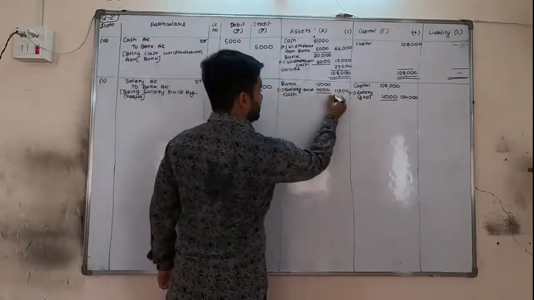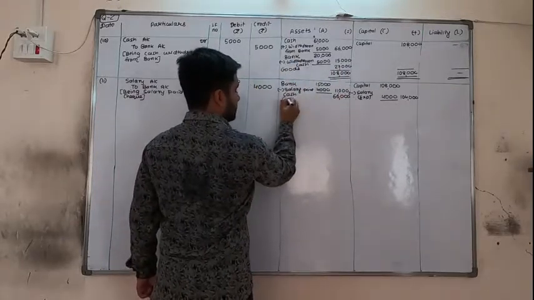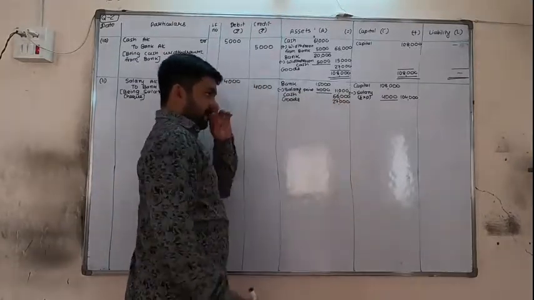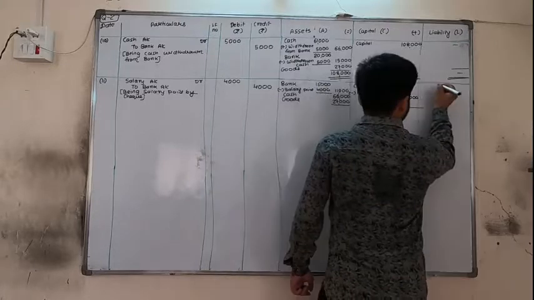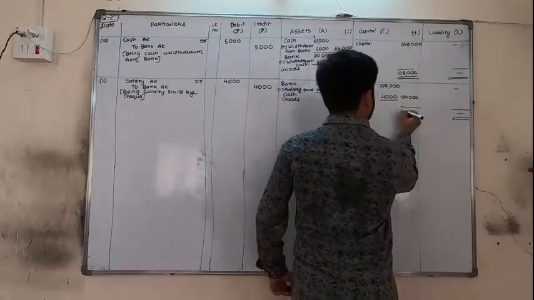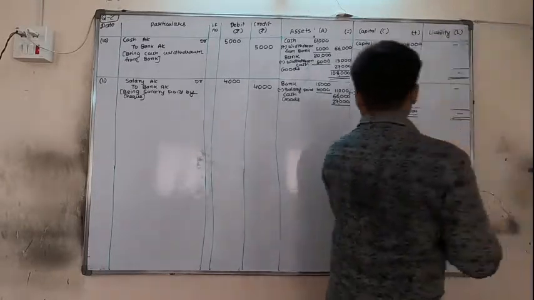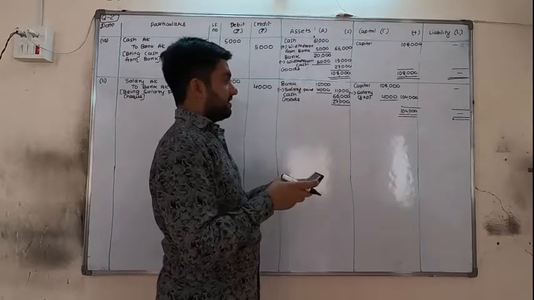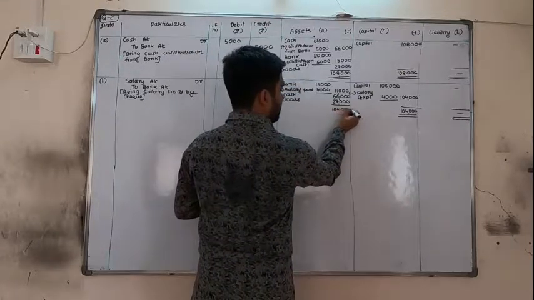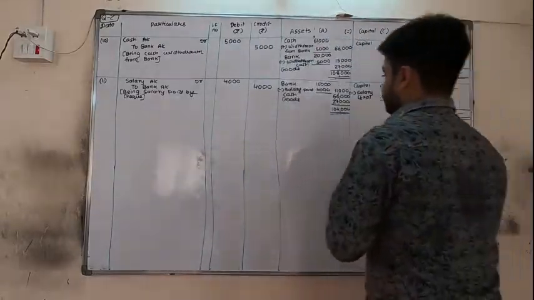So cash is 66,000. Bank is 11,000 and goods. So goods are of 27,000. Liability will be nothing. 11,000, 66,000, 27,000. It's 1,04,000. And capital is also 1,04,000 plus liability is 0. So it's done.